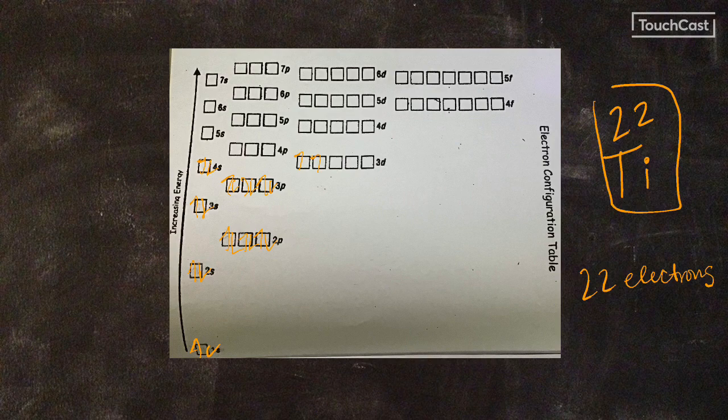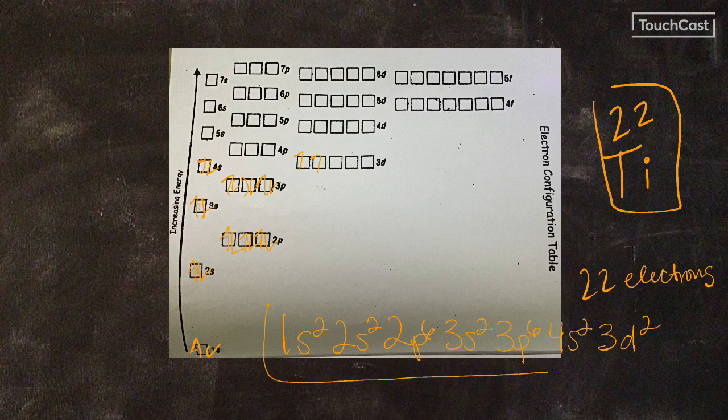Then I go ahead and I write it the same way that I wrote it before. I go 1s2, 2s2, 2p6, 3s2, 3p6, 4s2, 3d2. And that would be my electron configuration for titanium.